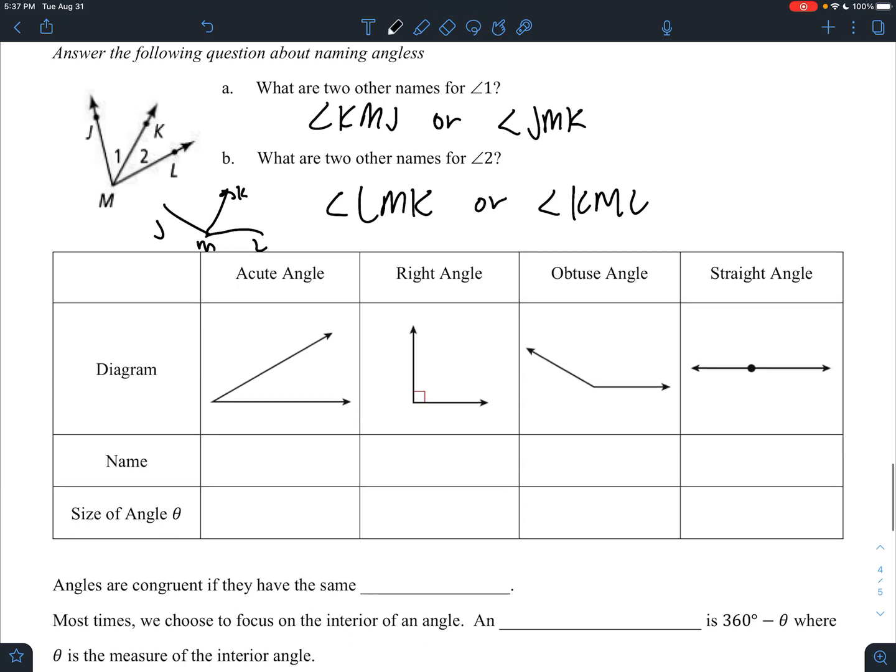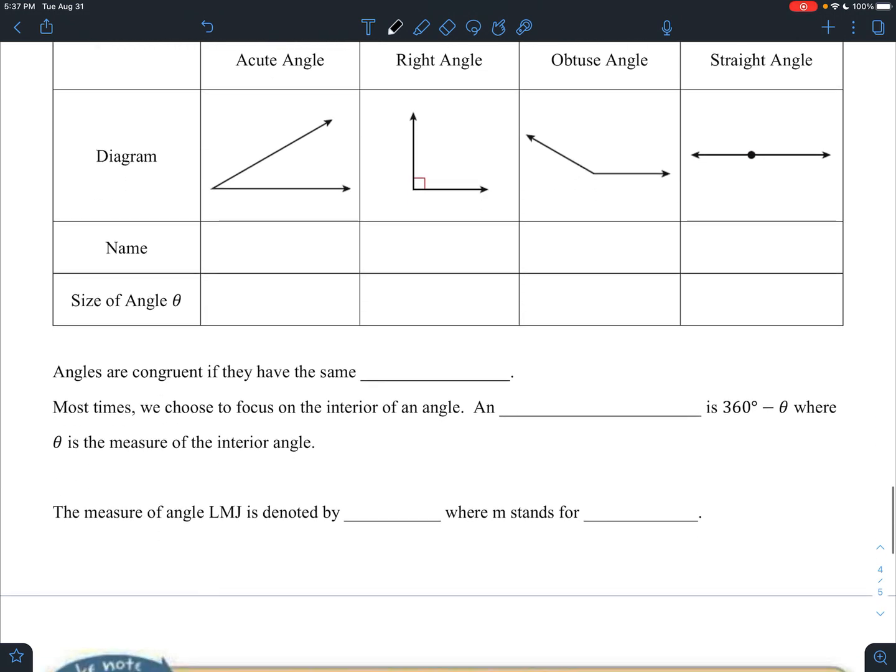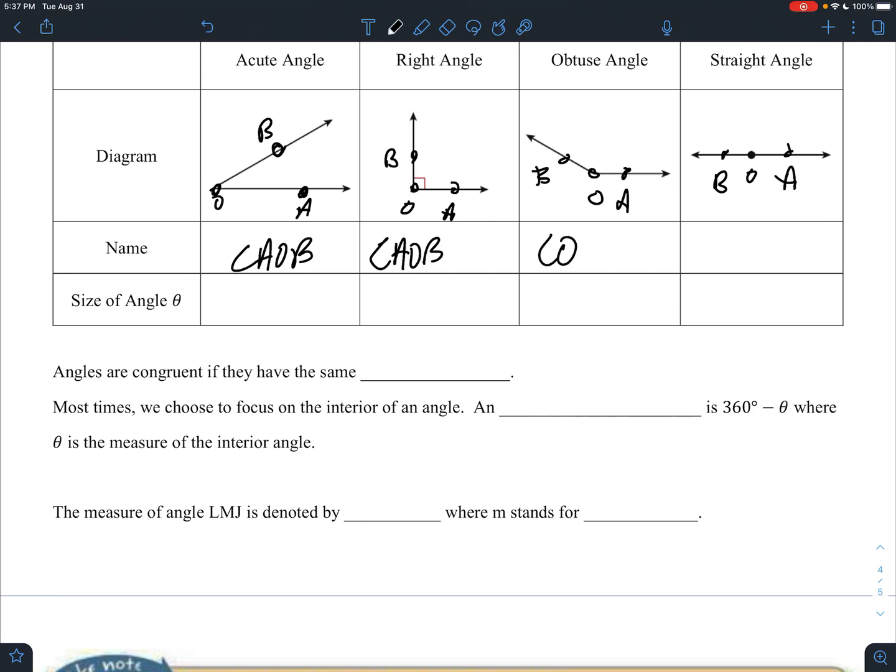KML. And then real quick to fill in this, I wanted to put points on here to help us. So I put 3 points on each of these, and I always did them in order. Should have probably done this before the video. The name of this, we would just call it angle AOB. And spoiler, all of them are just angle AOB.